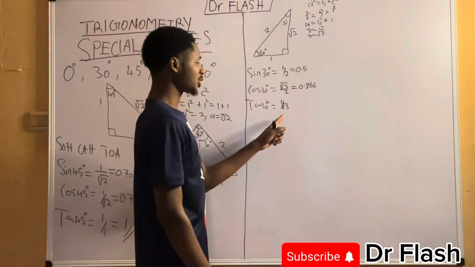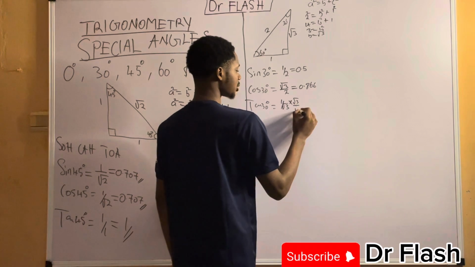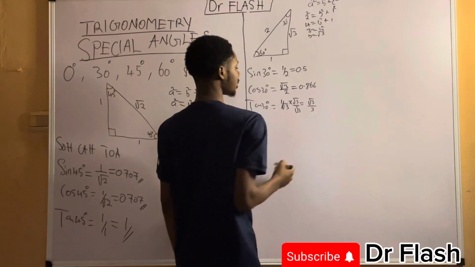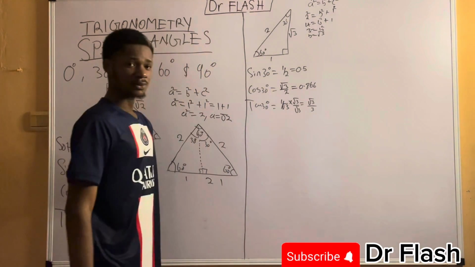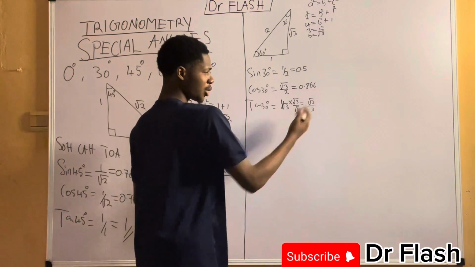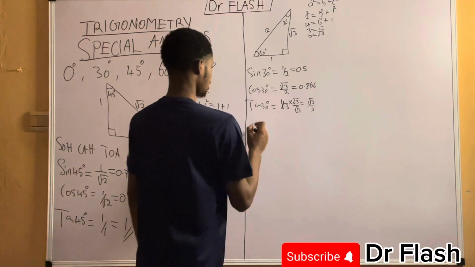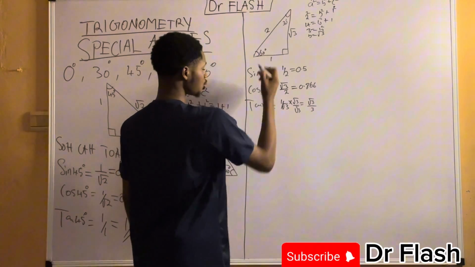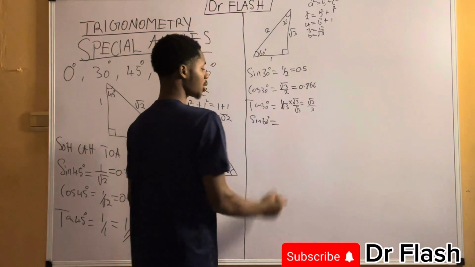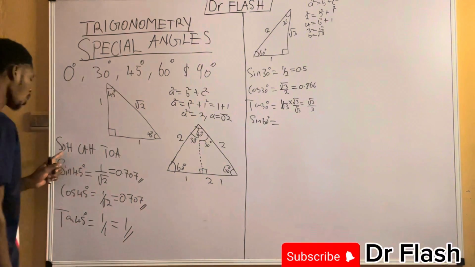Or most persons want to rationalize and move this root 3 from the bottom. So if you multiply the top and bottom by root 3, you're going to get root 3 over 3. So whether you see 1 over root 3 or root 3 over 3, that is the value for what now? Tan 30. Okay? And you can as well put that in decimal if you want: find the square root of 3 divided by 3, write it. And let's move on to 60 degrees. So for sine 60 degrees, what are we going to do? Sine is what? Opposite over hypotenuse.